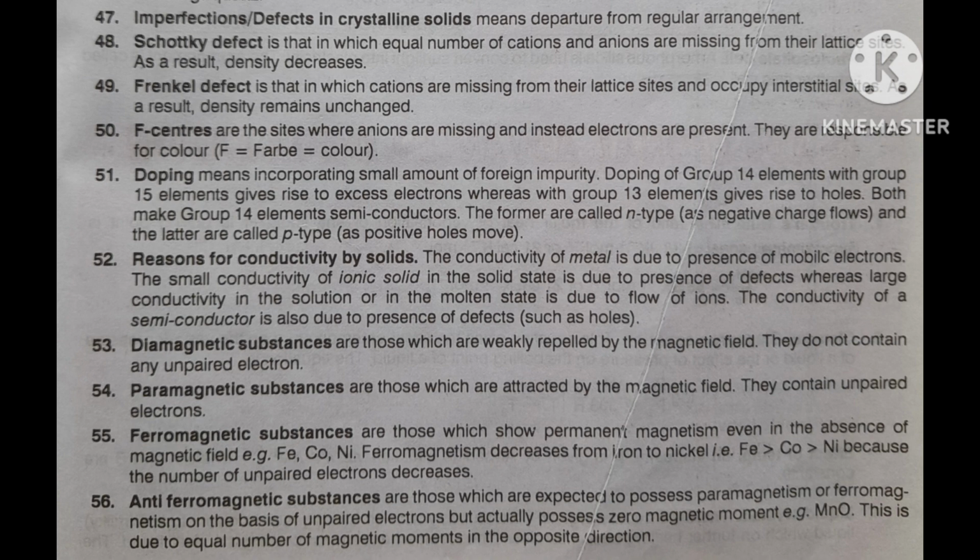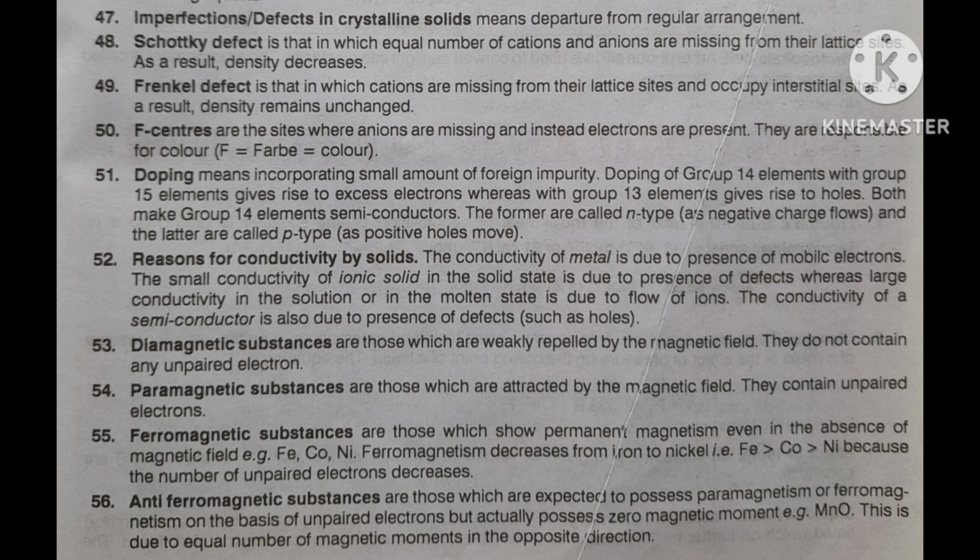If it is unpaired, then it will show a paramagnetic substance. Paramagnetic substances are those which are attracted by the magnetic field. Diamagnetic is repelled, but paramagnetic is attracted by the magnetic field. They contain unpaired electrons. Now, ferromagnetic substances are those which show permanent magnetism even in the absence of a magnetic field.